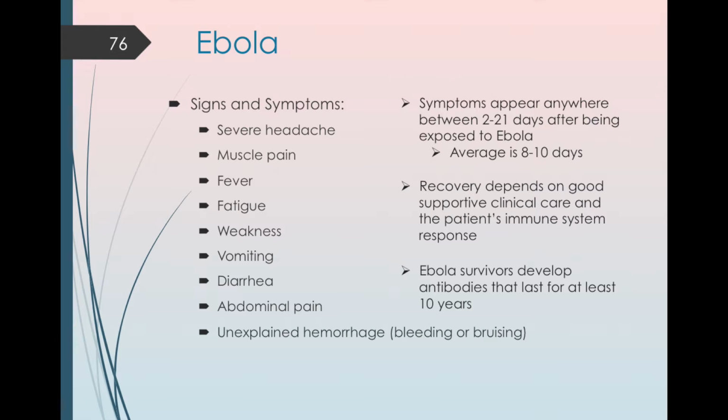Signs and symptoms of Ebola are listed below. They can appear anywhere between 2 and 21 days after being exposed to Ebola, but the average is about 8 to 10 days. Recovery from Ebola does depend on good supportive clinical care and the patient's immune system response. Ebola survivors do develop antibodies that last for at least 10 years.